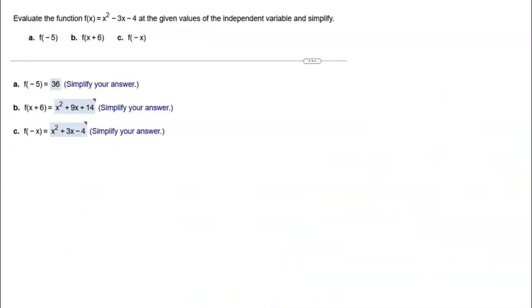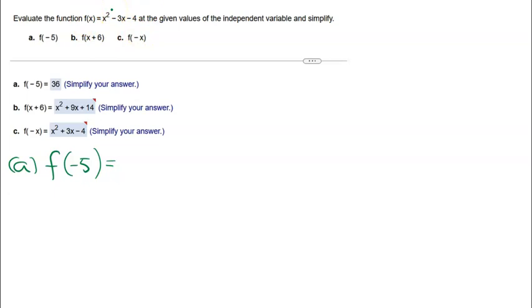Now this problem is all about function notation, and a lot of students have trouble with it, so I get it. The A is the one you want to master first, and A is just substituting in a number. So when you see this notation, that's read f of -5. Now what does it really mean? It means to plug in -5 everywhere there's an x in your function.